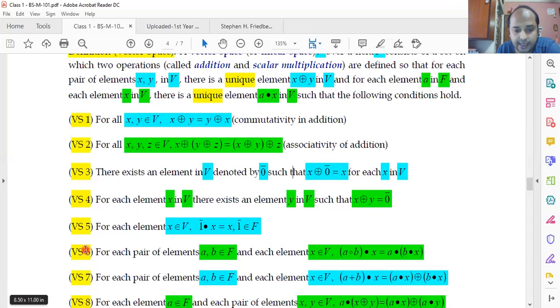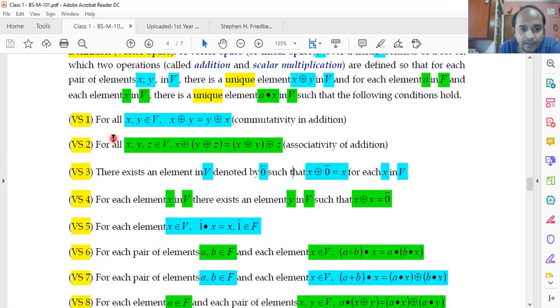The last point, number 4, is that you have selected a set of vectors and a set of scalars, and you are connecting them with these operations. The set of vectors must satisfy all these properties, VS1 to VS8, and not one less, for it to become a vector space. If at least one property is violated, at least one meaning one or more than one, then the thing is not a vector space.